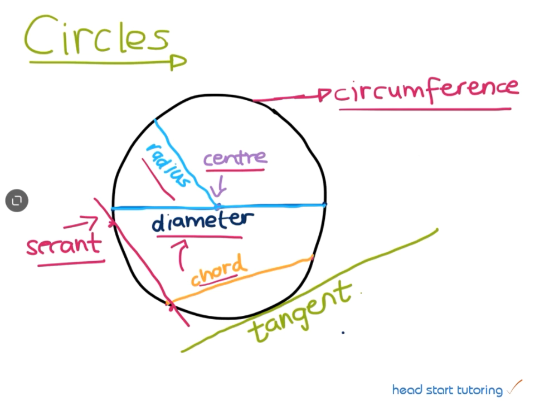We've got the tangent, which is a line that runs right next to the circle and just touches the circle's circumference. It doesn't actually pass through the circle, so it doesn't cut through the circle's edges. But a secant does cut through the circle's circumference at 2 points, and that line there is called the secant. So these are some of the parts of your circles.